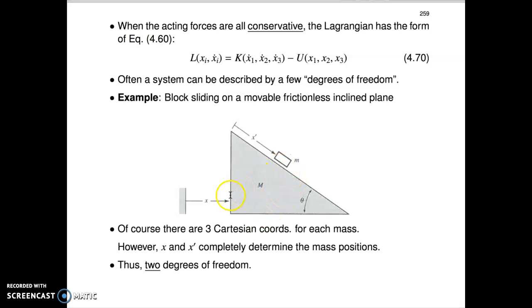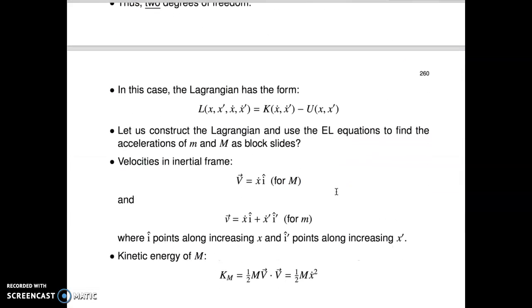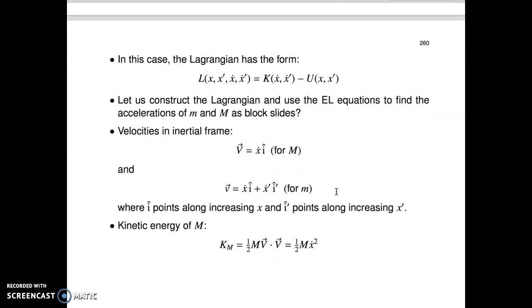Let me say that again. x and x primed are the only two position coordinates that matter here. If you know what x and x primed are, then you know everything there is to know about the positions of both masses. So we want to construct the Lagrangian.